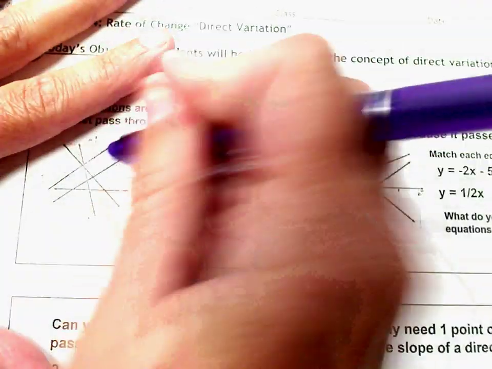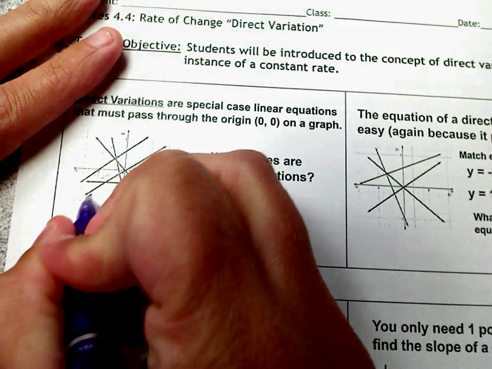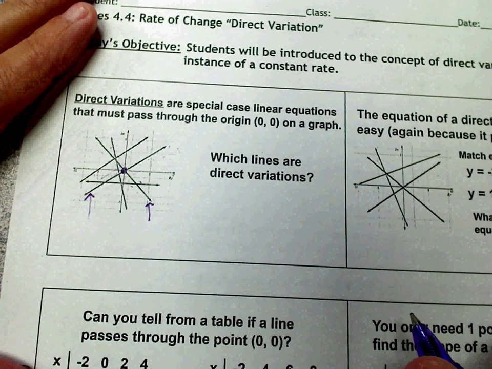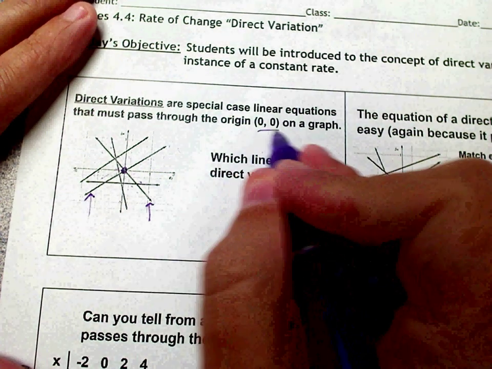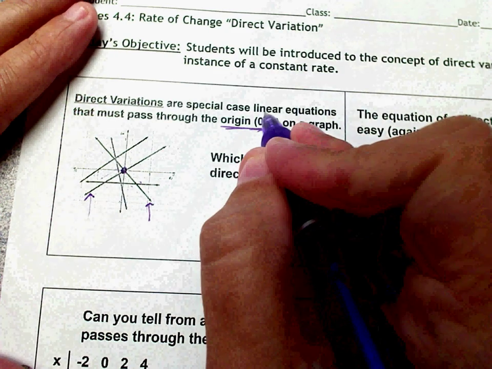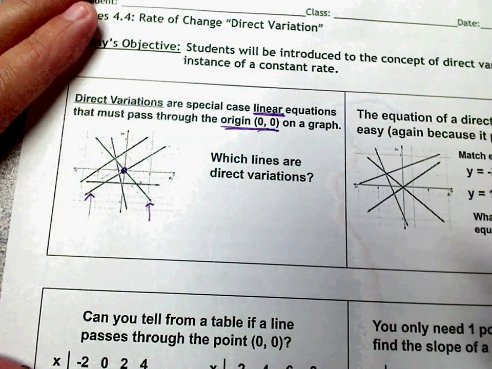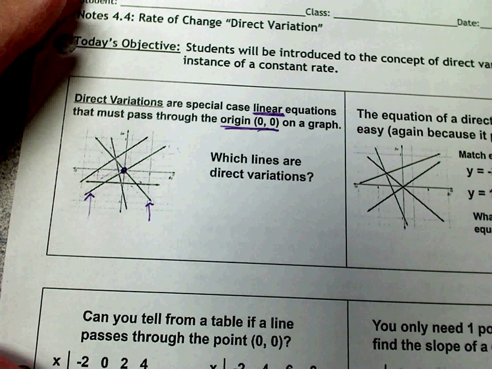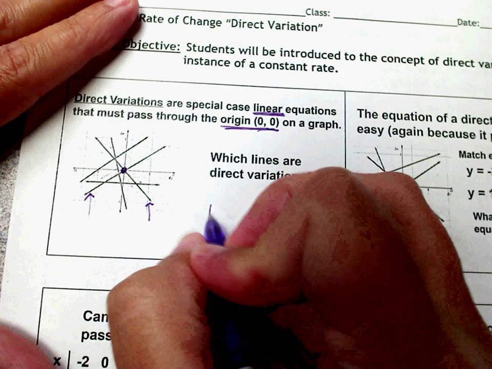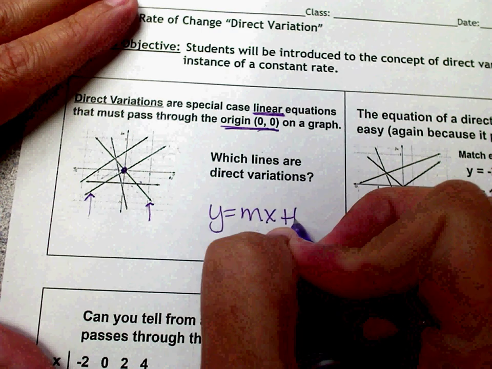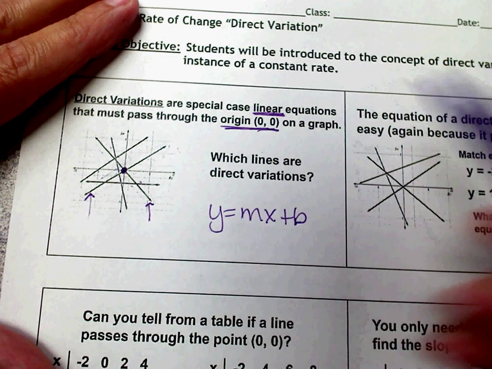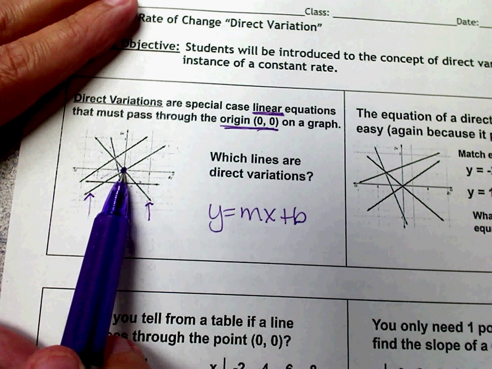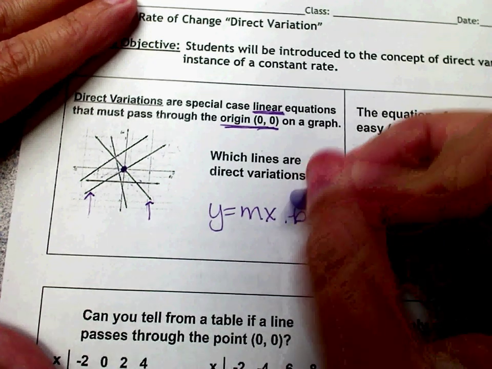The reason why those are, let me just draw arrows, this one and this one, is because they both go through the origin. Okay? So if they are a line and they go through the origin, it's a direct variation. Now remember, last year you talked about y equals mx plus b, the slope-intercept form, which is the equation of a line. Well, if a direct variation does not have a y-intercept, then it does not have a b value.